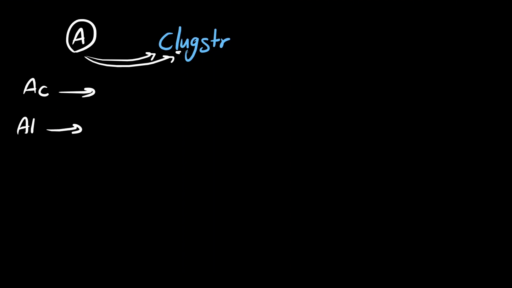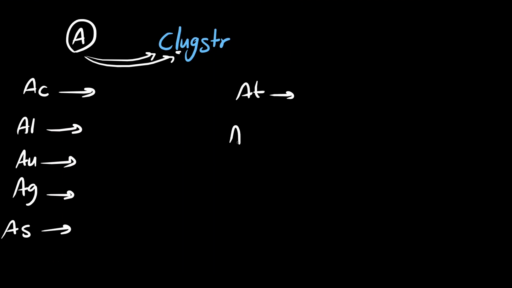It's basically Gluckster. So A with the C, A with the L, and so on. The first one we have is AC. Then we have AL, we have AU, then AG, AS, AT, and AR.